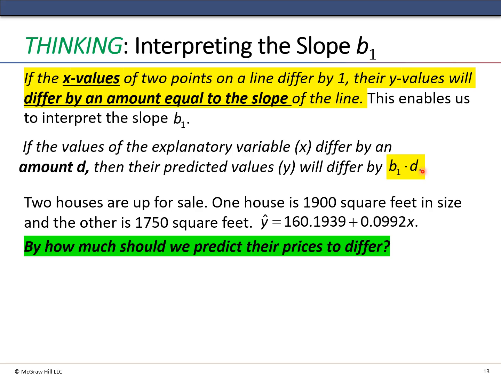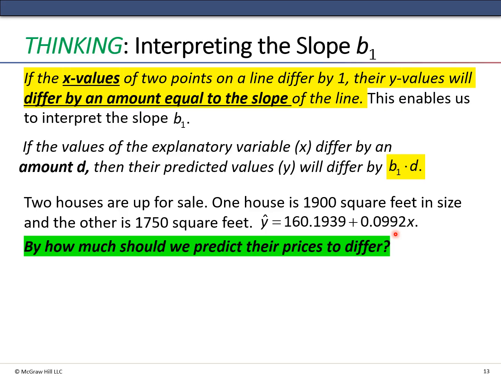Two houses are up for sale. One house is 1,900 square feet in size, and the other is 1,750 square feet in size. By how much should we predict their prices to differ? So we're going to use this little formula here in yellow, b1 times d: the difference between the x values times our slope, and that's here, that 0.0992.